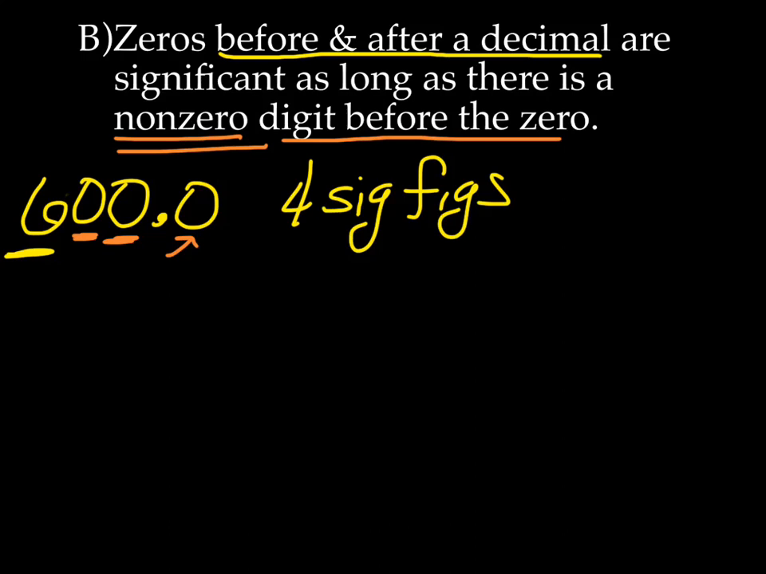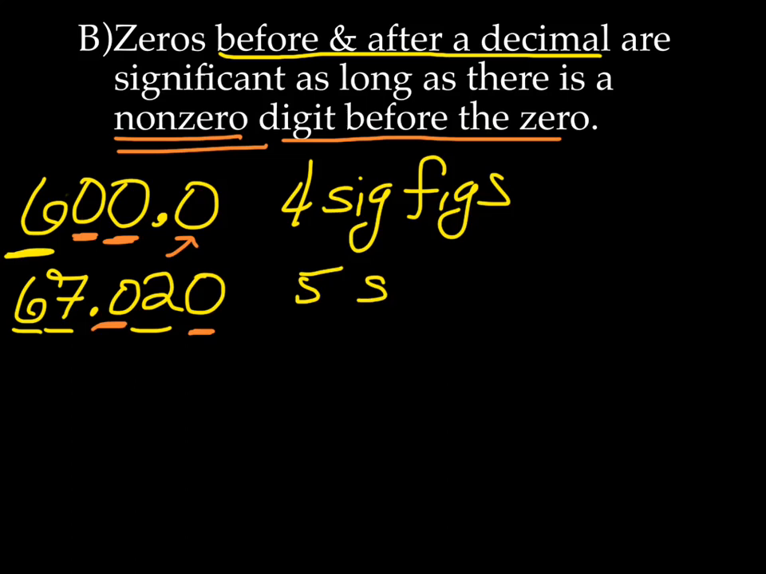Okay, let's try 67.020. Okay, the 6, the 7, and the 2 are all significant because they're non-zero digits. How about this first 0 here? It's between two non-zero digits, so it's also significant. And this last 0 here, it's after a decimal, and there's a non-zero digit before the 0, so it is also significant. So this particular problem has 5 sig figs.